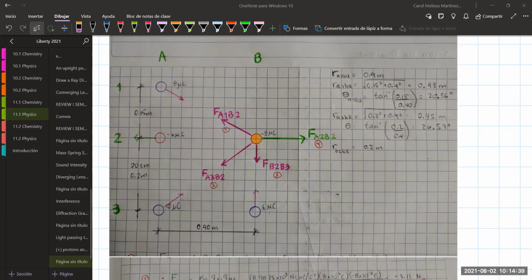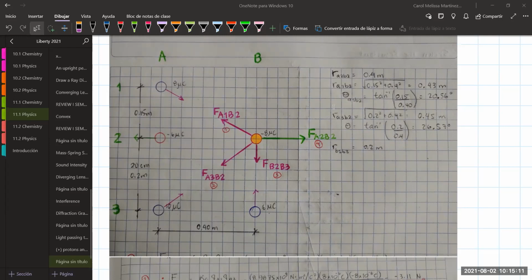And then for the rest of the distances, for example, for my force A to B2 is this distance, and this distance is 0.4 meters. And for the force B2, B3, the distance between them is this distance right here, and that distance is 0.20 meters. Those are all the distances that are in the exercise.